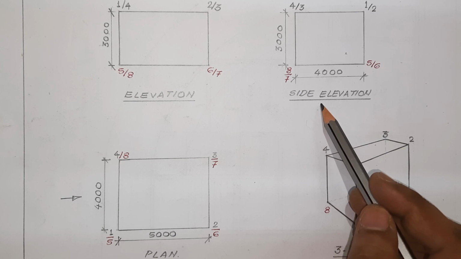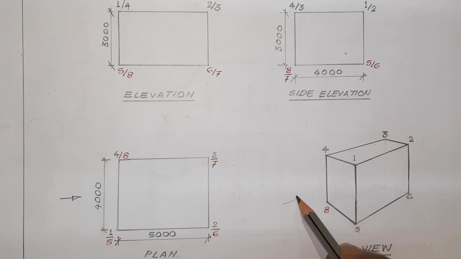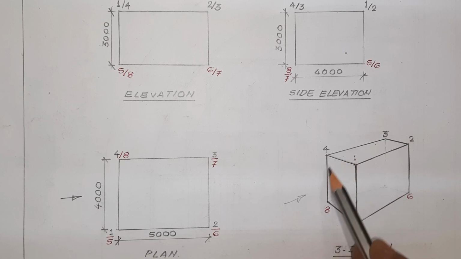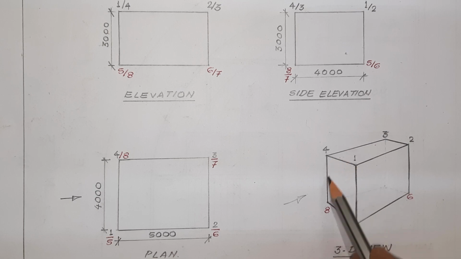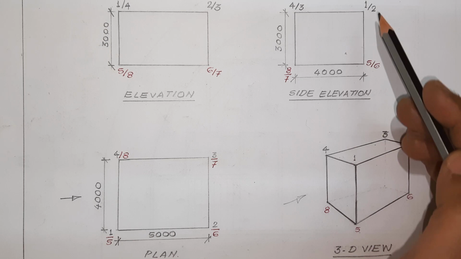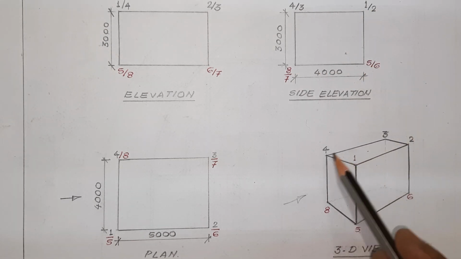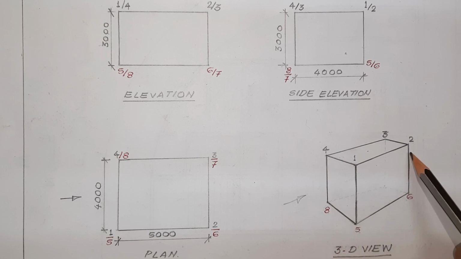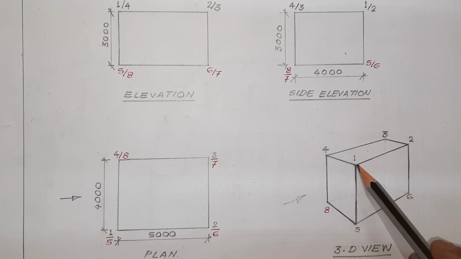The third thing which we have shown is the side elevation. This elevation has been observed from this side. So when we observe this face, its right top corner is 1, left top corner is 4, bottom left corner is 8 and bottom right corner is 5. So 1, 4, 8, 5 will be shown in this way. A similar face we will have on the other side of the box, which will be 2, 3, 7, 6. Now point number 1 and 2 lie on the same edge.